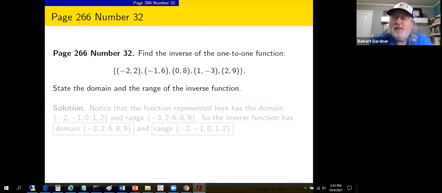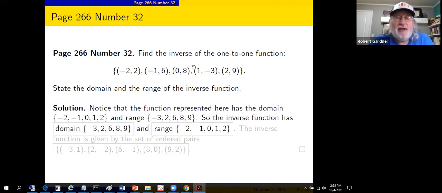Let's do another one that's a little more symbolic. Remember, functions came to us as collection of ordered pairs satisfying certain conditions. We're told this is a one-to-one function, this collection of ordered pairs. State the domain and range of the inverse function and find the inverse function. All right, for the given function, and a function is just a collection of ordered pairs. That's why we can graph them in Cartesian coordinates.